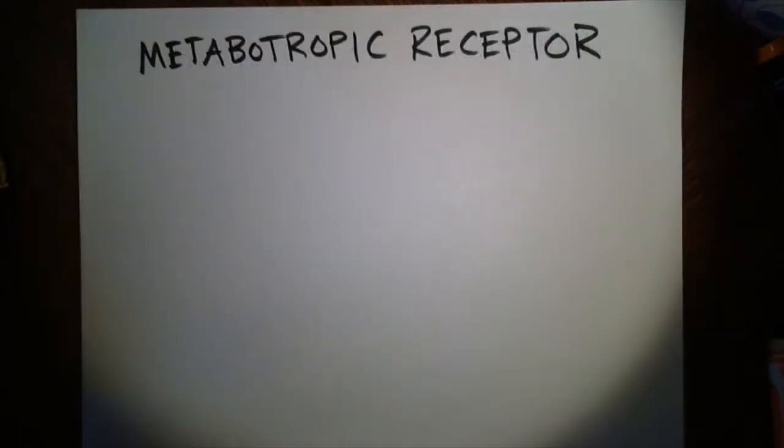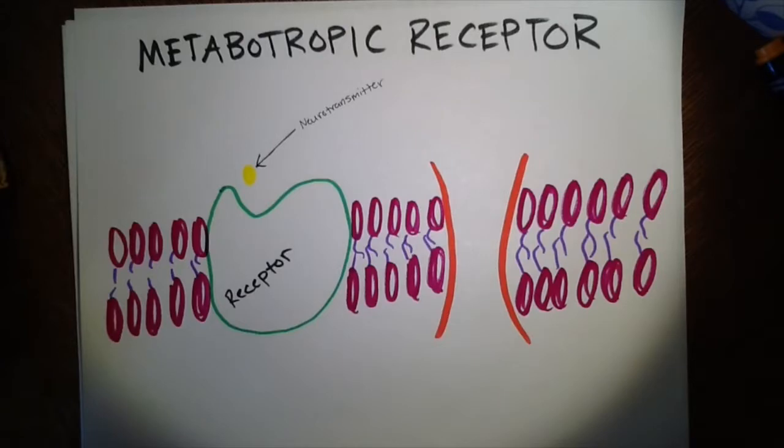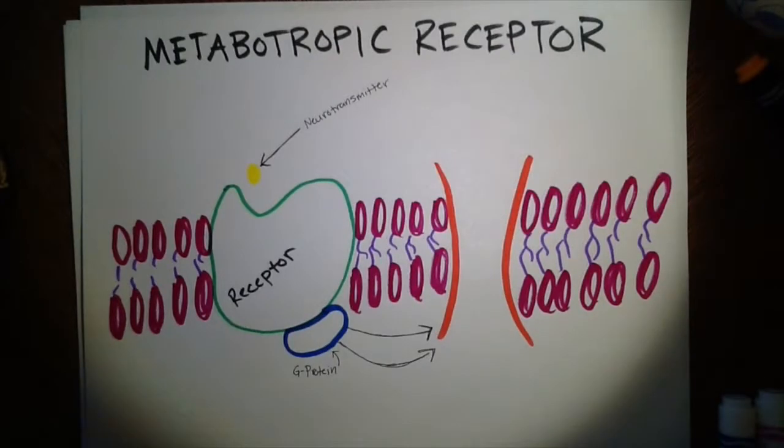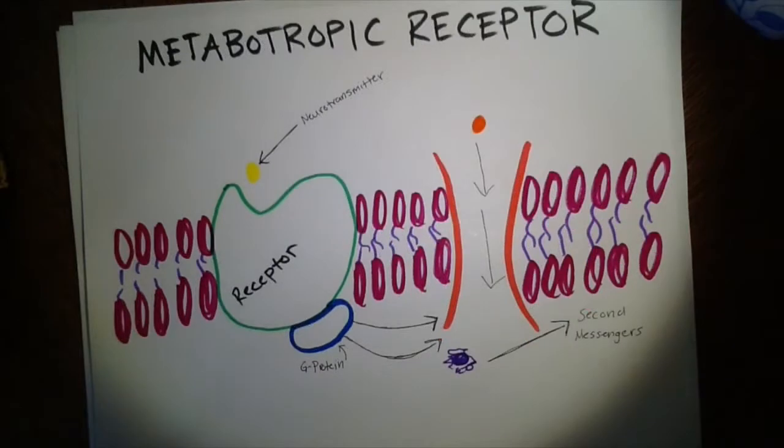The other type is called a metabotropic receptor. Neurotransmitters also bind to these receptors, but instead of immediately opening an ion channel, the next step after binding is the activation of an intermediate protein called a G protein. G protein can then influence the opening of ion channels. It can also affect enzymes and activate second messengers. They tend to have a slower action but a more widespread effect.